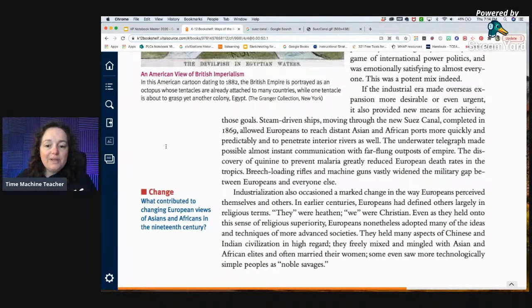In earlier centuries, Europeans had defined others largely in religious terms. They were heathen, we were Christian. Even as they held on to this sense of religious superiority, Europeans nonetheless adopted many of the ideas and techniques of more advanced societies. They held many aspects of Chinese and Indian civilization in high regard, and they freely mixed and mingled with Asian and African elites and often married their women. Some even saw more technologically simple people as noble savages. So they're starting to mix a little bit more.